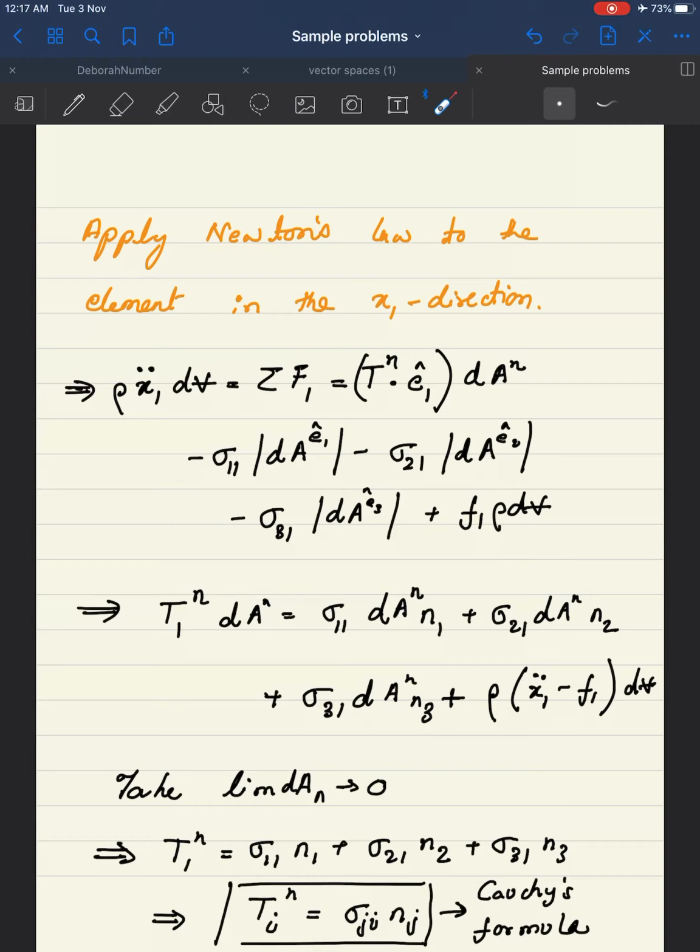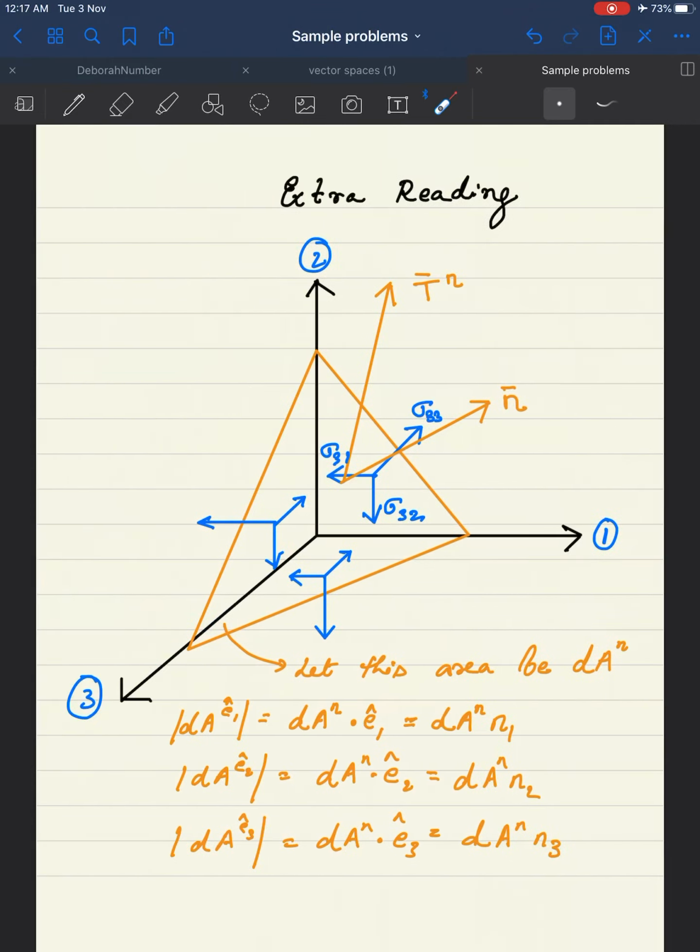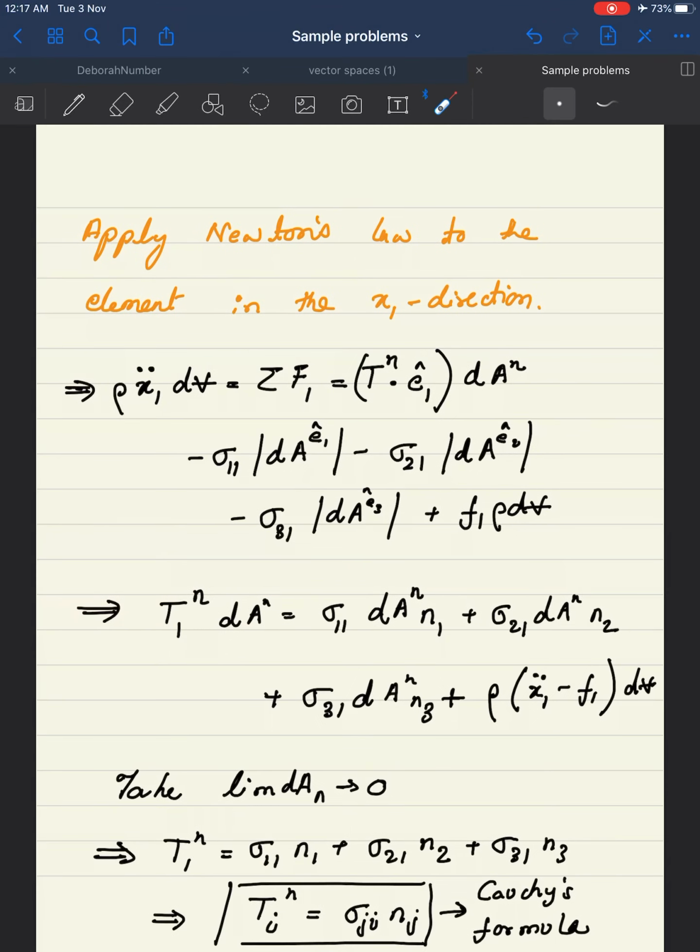Okay, so when you get this portion and rearrange all the terms, you can get this traction vector on this side. Now when you take the limit of dAn going to 0, this term, which is a volumetric term, will go to 0, and you will only be left with the surface terms. This is a very interesting phenomenon, because you are taking an infinitesimal volume, and you are saying there are all these surface forces balanced with the body force. This is the body force F1 and the acceleration.